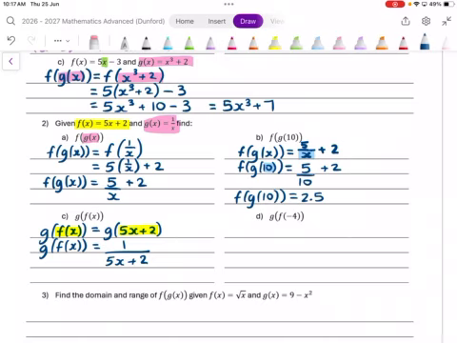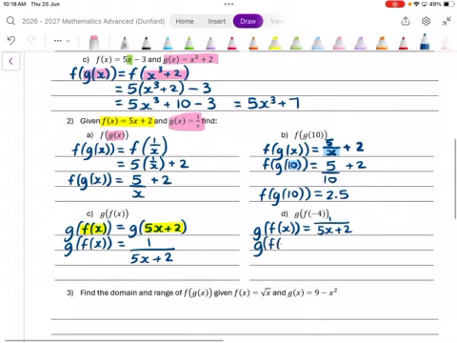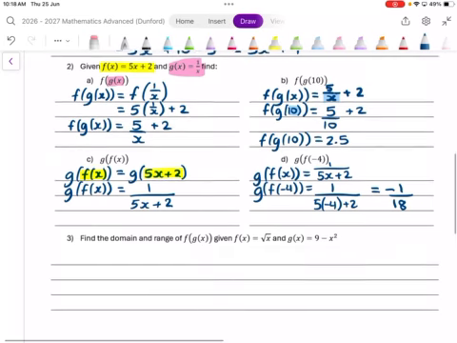Okay, and then to find g of f of negative 4, we know that g of f of x is equal to 1 over 5x plus 2. So g of f of negative 4 is equal to 1 over 5 lots of negative 4 plus 2. We can just put that into our calculator to get our answer, and we get negative 1 over 18 when we calculate that. So this is just a big exercise on substitution with functions.